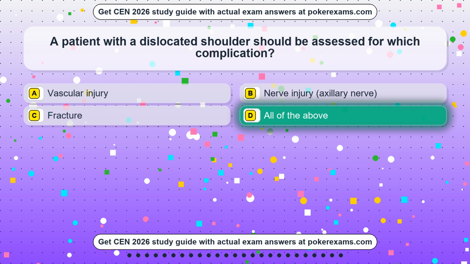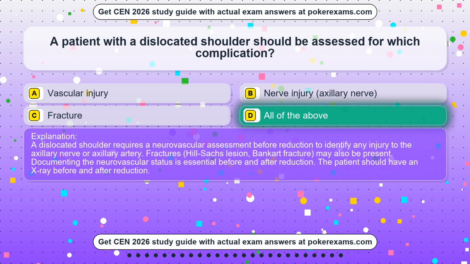All of the above. A dislocated shoulder requires a neurovascular assessment before reduction to identify any injury to the axillary nerve or axillary artery. Fractures, Hill-Sachs lesion, Bankart fracture, may also be present. Documenting the neurovascular status is essential before and after reduction. The patient should have an X-ray before and after reduction.